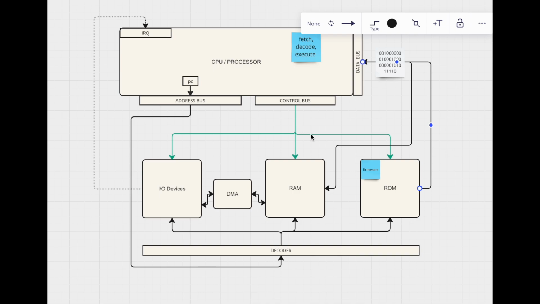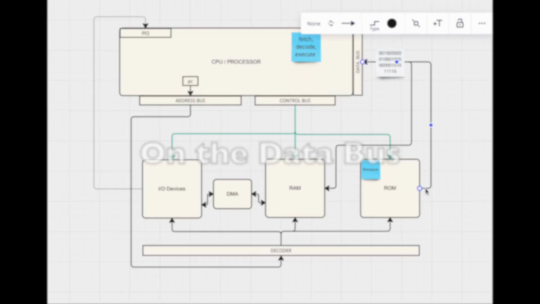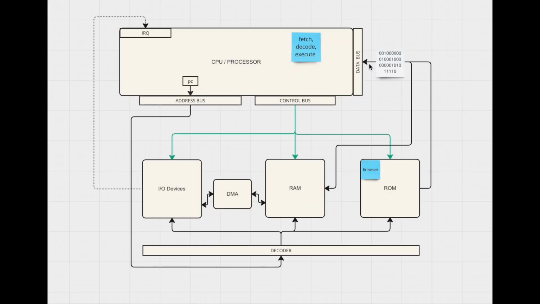A signal is set on the control bus that says, hey, I want to read the instruction at this address. And that data is loaded on the data bus. And once that happens, then the decoding step takes place. And now the CPU gets the information on the data bus and routes it to the right circuit for execution.